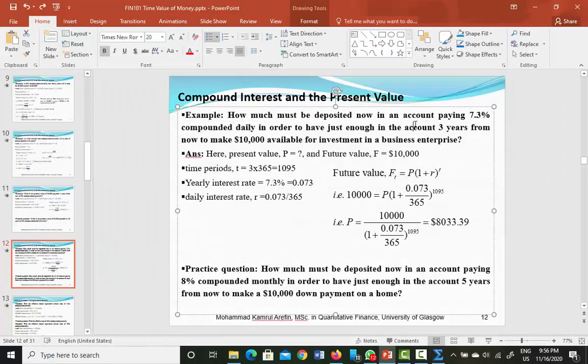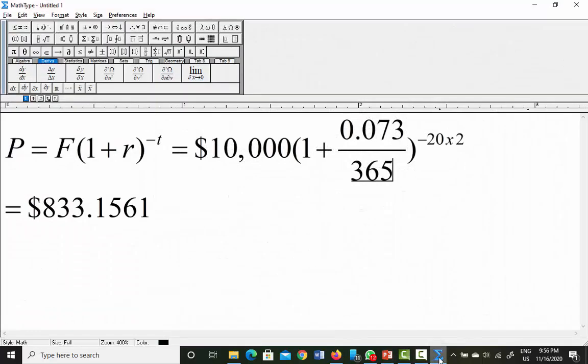Right. So the period of investment is 3 years. So 3 multiplied by, in 1 year we have 365 days. So that means interest will be calculated 365 times in a year. So in 3 years we will have 3 multiplied by 365 days. So if you calculate, let's see what the answer is. So 10,000 bracket 1 plus 0.073 divided by 365 bracket close power minus 3 into 365.